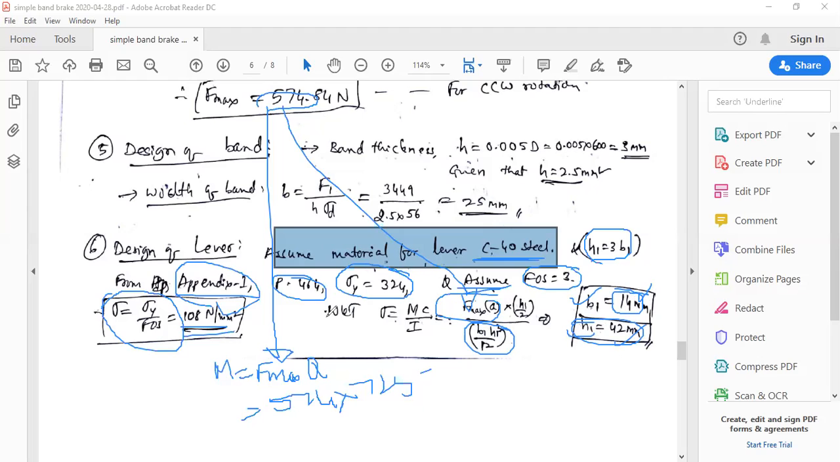So this is the design of a simple band brake. I hope you have followed the steps. In the next session, I will take one more example on the simple band brake.